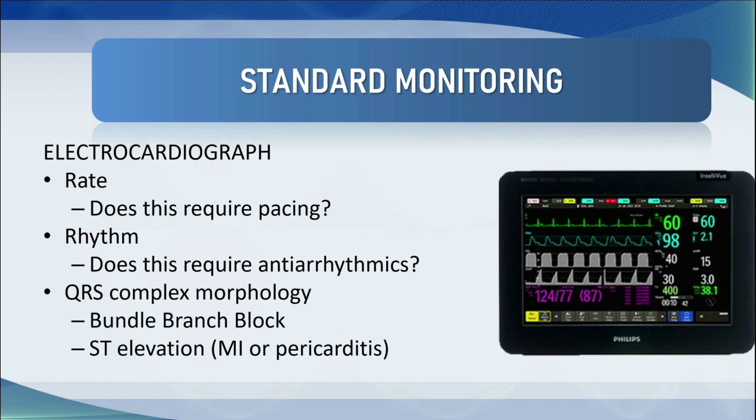Also, is the patient in sinus rhythm, or are they in atrial fibrillation, atrial flutter, or do they have a lot of premature atrial or ventricular contractions? Is the QRS complex normal, or do they have a bundle branch block? Is there some ST segment elevation suggestive of a recent myocardial infarct or pericarditis?